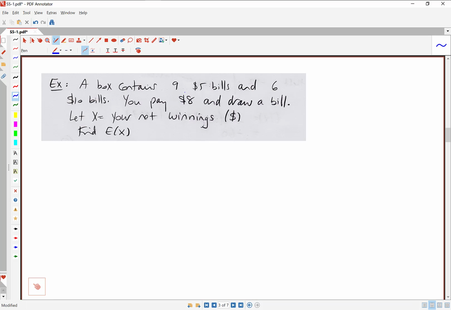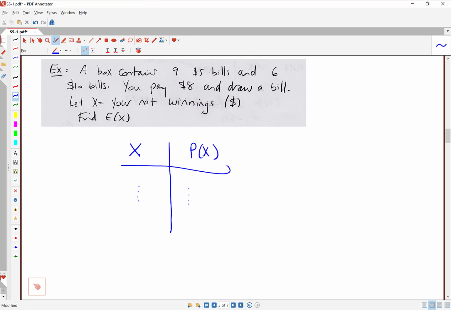So let's say a box contains 9 $5 bills and 6 $10 bills. You pay $8 and you draw a bill from the box. We're going to let X represent your net winnings, and we're going to find the expected value of X. Well, really a two-part problem. The first thing we need to do is find the probability distribution of X. So we need to build a little table that looks like this, figure out our different X values and the probabilities that go with those. And once we've got that, then we can think about using our expected value formula to find E of X.